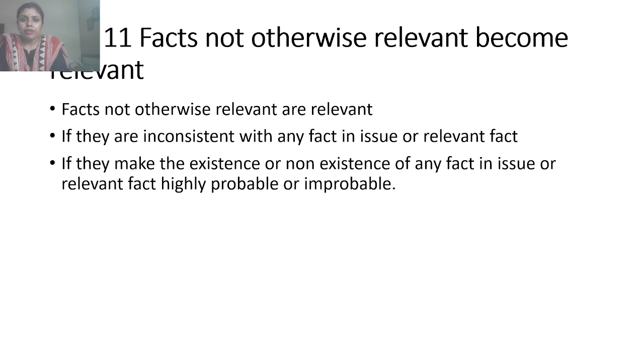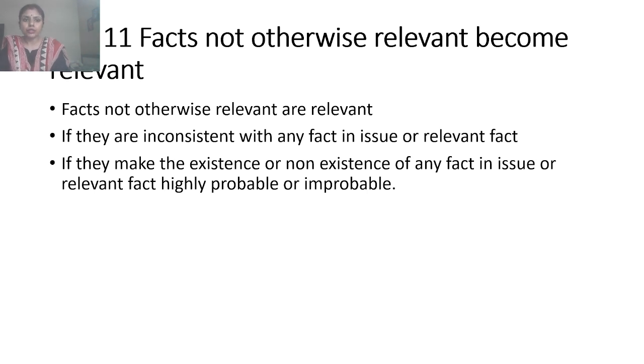Section 11, facts not otherwise relevant become relevant, and this is also known as plea of alibi. So we'll take one example: there is one allegation that A has committed a murder in Calcutta, and at that point of time, A was not in Calcutta, but he was in Lahore. So this fact that he was not in Calcutta at the time of commission of offense, but was at some other place, is also called plea of alibi, and it shows how one fact is inconsistent with another fact, and how one fact is making another fact highly improbable.